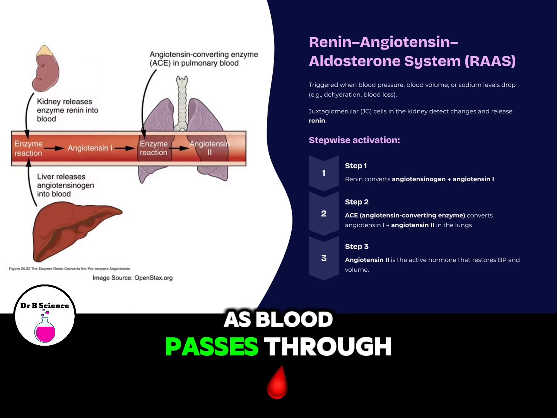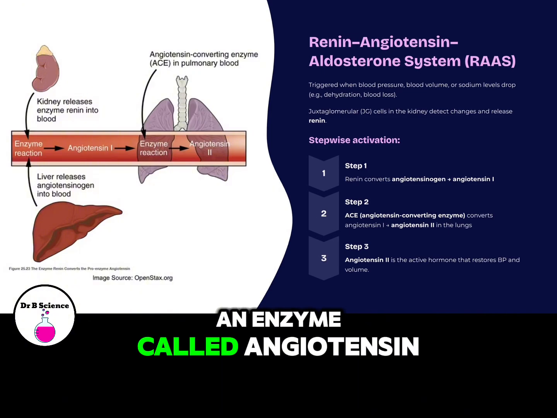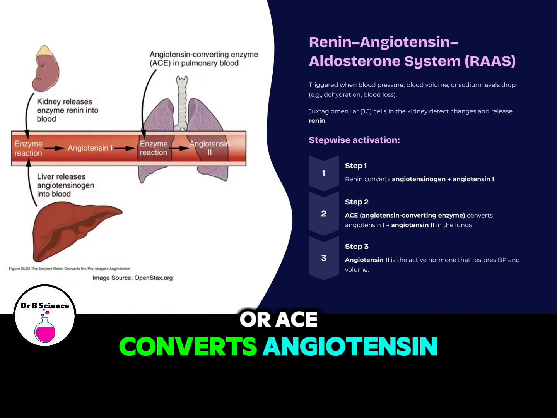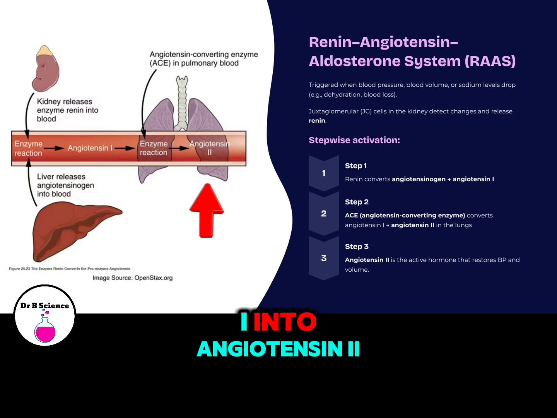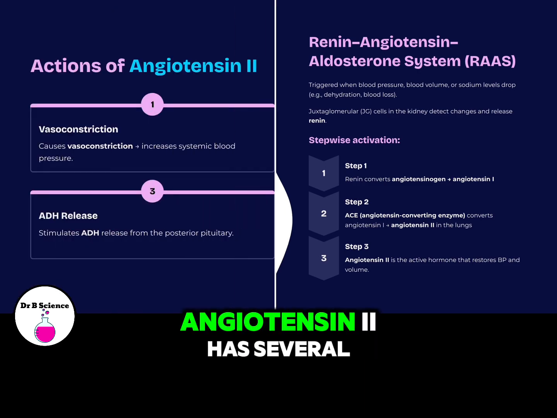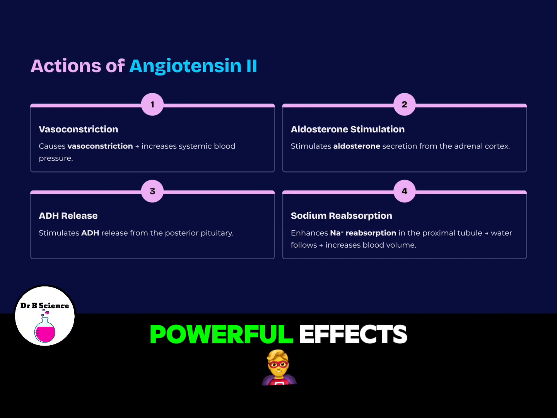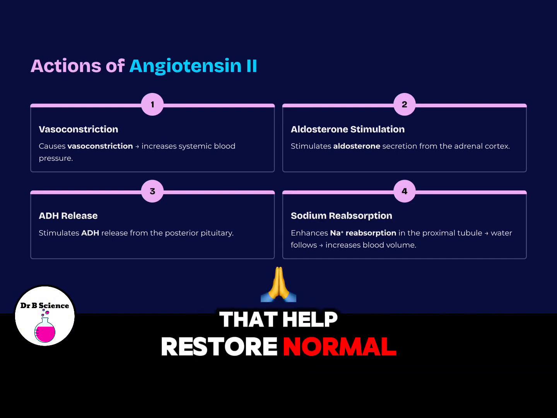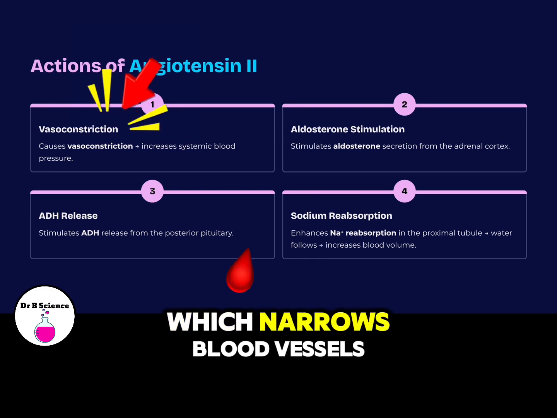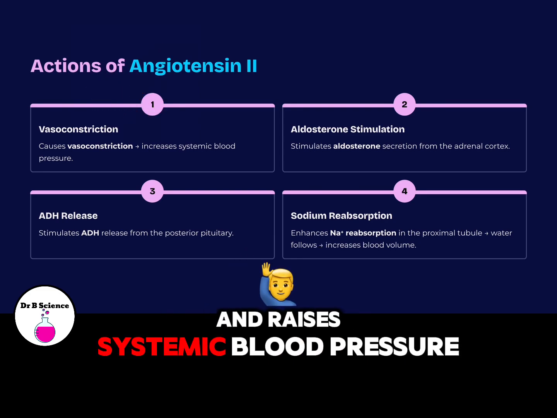As blood passes through the lungs, an enzyme called angiotensin converting enzyme, or ACE, converts angiotensin 1 into angiotensin 2, which is the active form of the hormone. Angiotensin 2 has several powerful effects that help restore normal blood pressure and fluid balance. It causes vasoconstriction, which narrows blood vessels and raises systemic blood pressure.